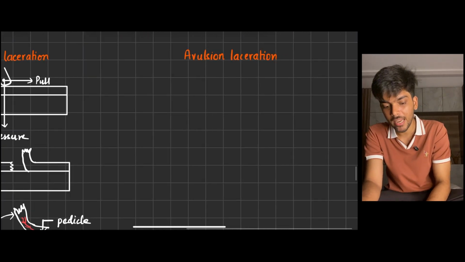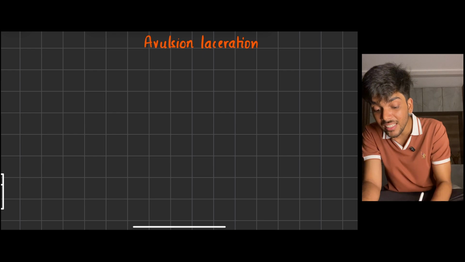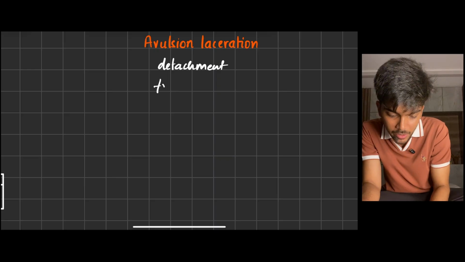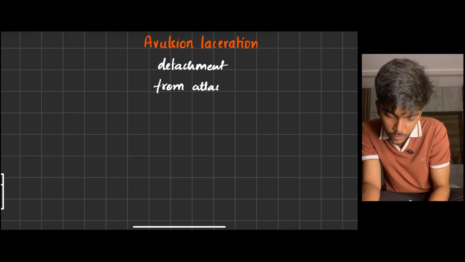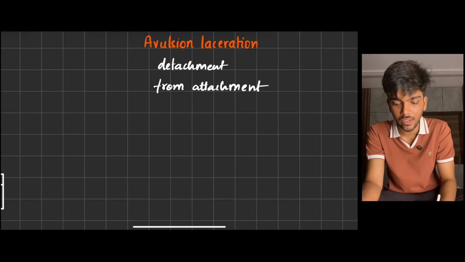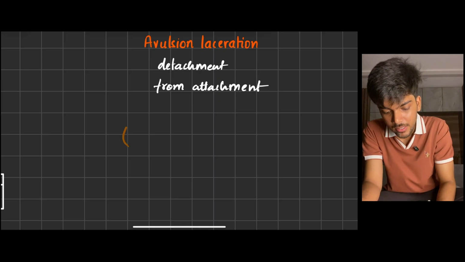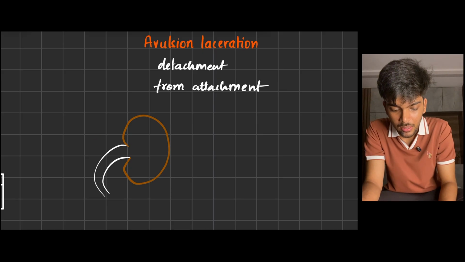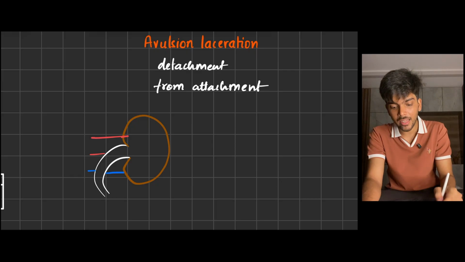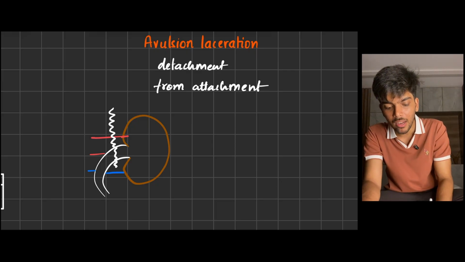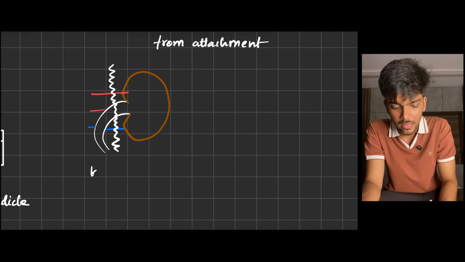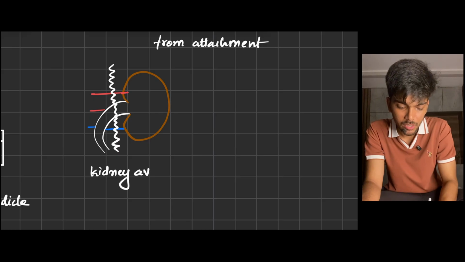That's stretch laceration. Next, avulsion laceration. Avulsion laceration is where you actually get detachment from attachment. That is, the tissue or organ is completely detached from its site of origin. For example, this is a kidney. Here's the ureter, the pelvis, and then the artery supplying the kidney and the vein draining the kidney. If this kidney is completely pulled off at the level of the hilum, this is referred to as avulsion laceration. So this is a kidney that has been avulsed.